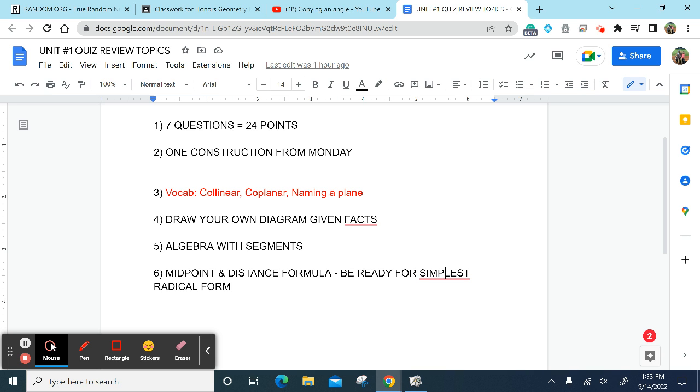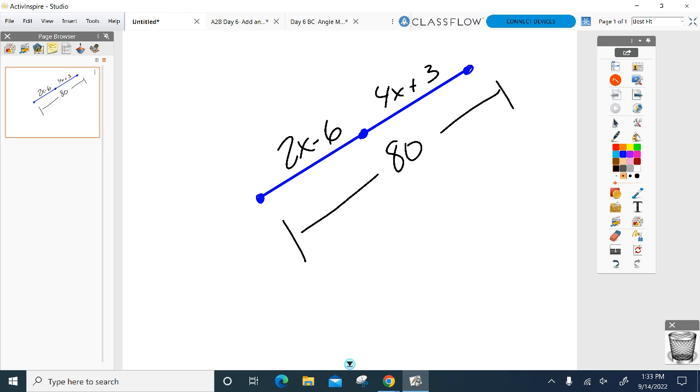Algebra with segments. I think we have done a ton of these in your homework. Here you go. This is the example I used from last class. What's the value of x? Okay, you got to set up your own equation, solve it, and get after it. So that's what I'm talking about, algebra with segments.